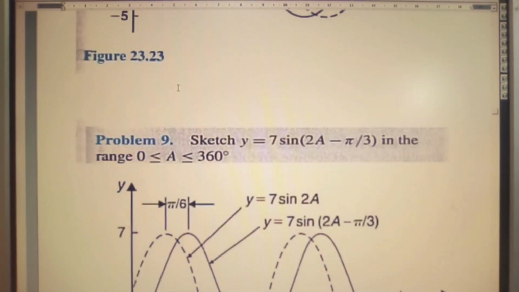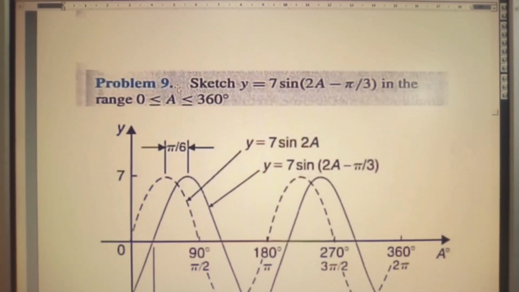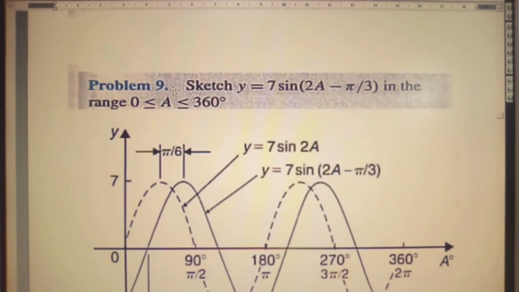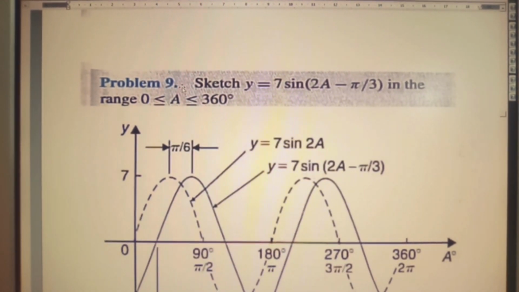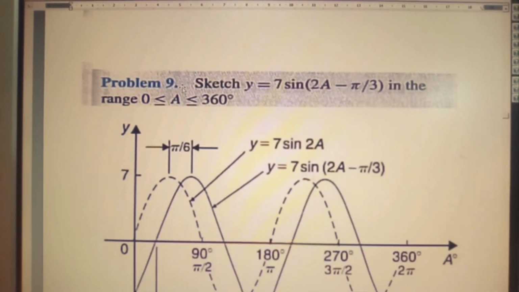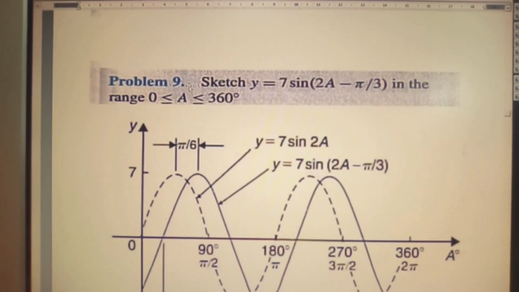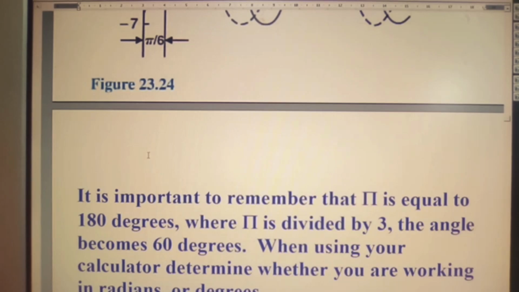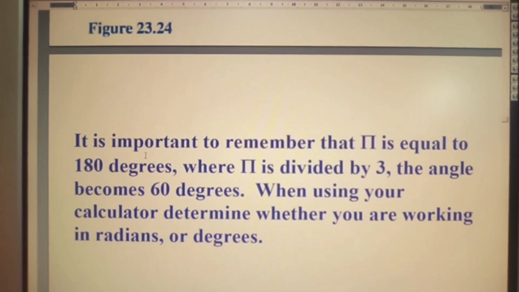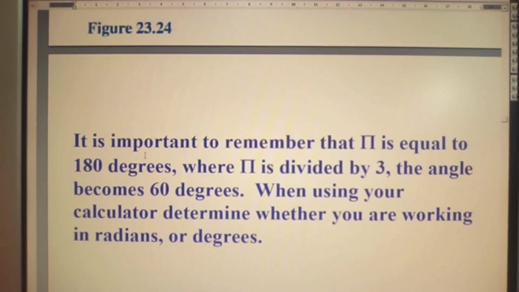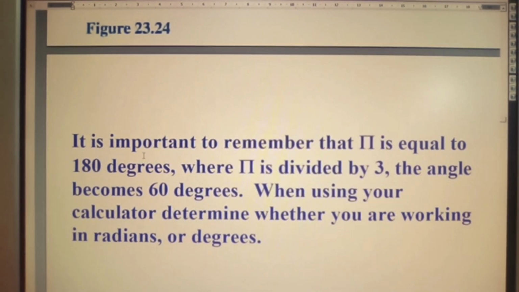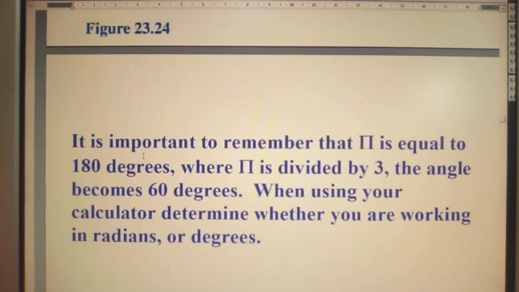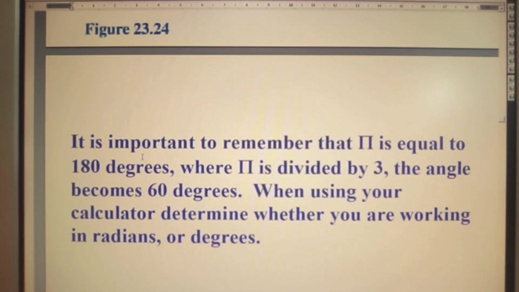Now, some of you will be familiar with this, but a little bit of revision doesn't hurt. It is important to remember that pi is equal to 180 degrees. Where pi is divided by 3, the angle becomes 60 degrees. When using your calculator, determine whether you are working in radians or degrees.